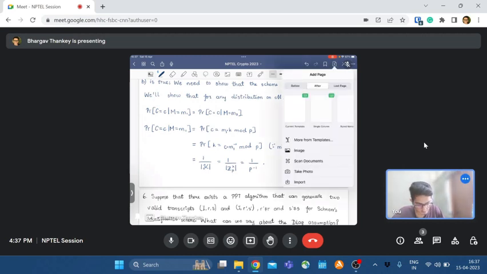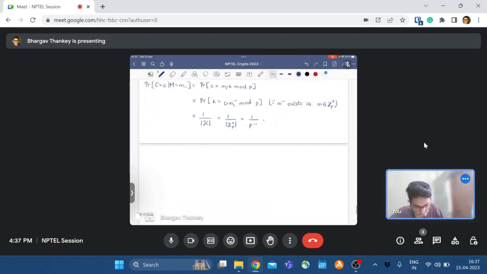Let me add a page. Similarly, the probability that C is equal to M2 times K mod P is the same as the probability that K is equal to C times M2 inverse mod P.